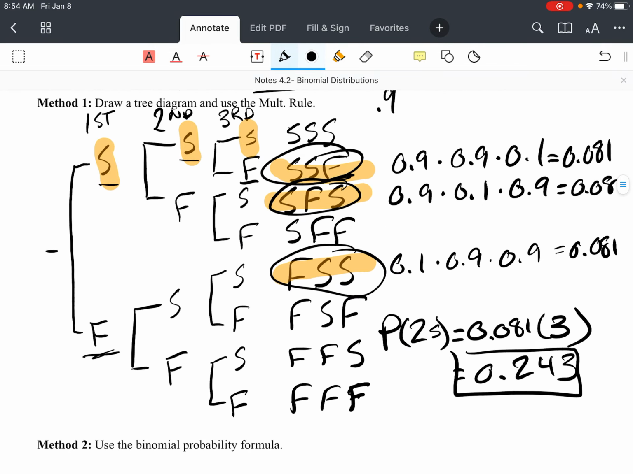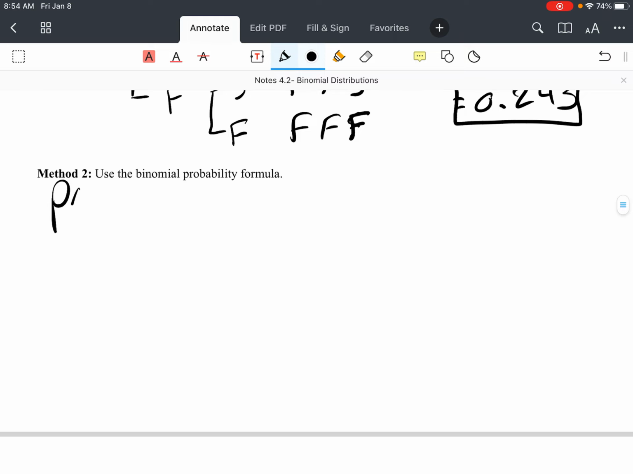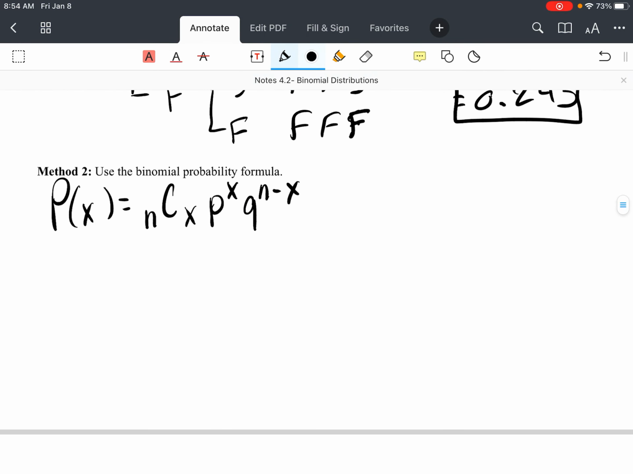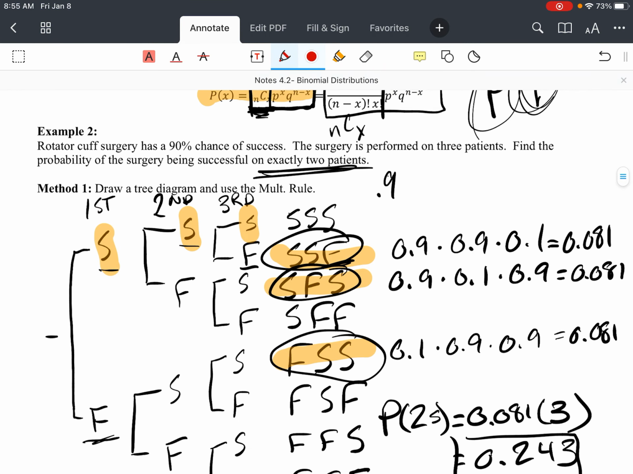Now, what about the binomial formula? The binomial formula is up here. Again, I'll just rewrite it down here. So this would be the probability of x is equal to nCx times p raised to the x power times q raised to whatever is left over. We're looking for the probability of exactly 2 patients being successful. So let's list out really quickly what these factors are. We need n, we need x, we need p, and we need q. Those are the only things we're looking for here.